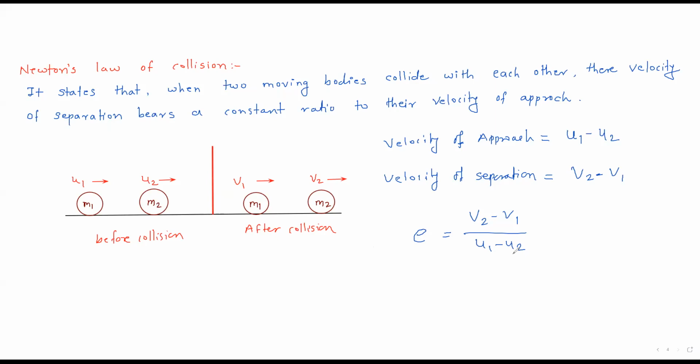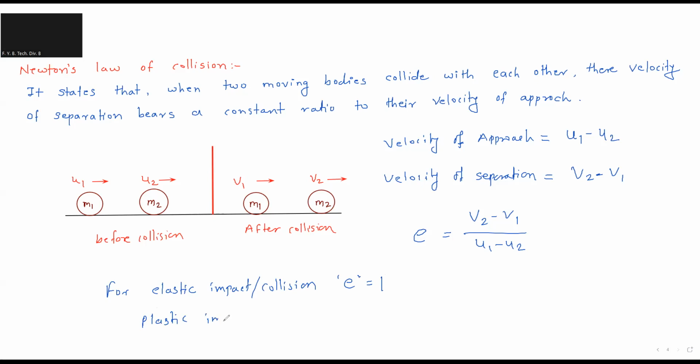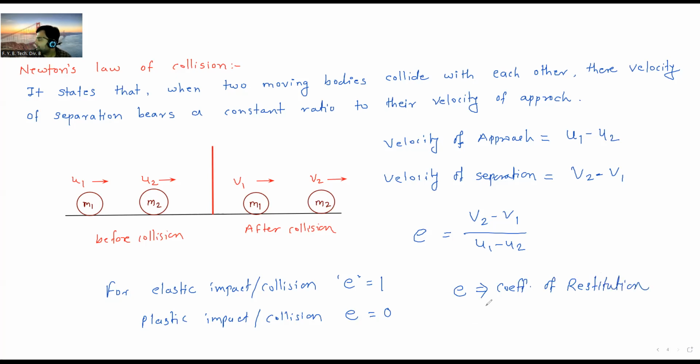For the elastic impact the value of E is 1, and for the plastic impact the value of E is 0. Okay, for plastic impact the value of E is 0. Here I will write: for elastic collision or impact, the value of E is equal to 1, and for plastic impact or collision, the value of E is 0. And E is nothing but the coefficient of restitution.